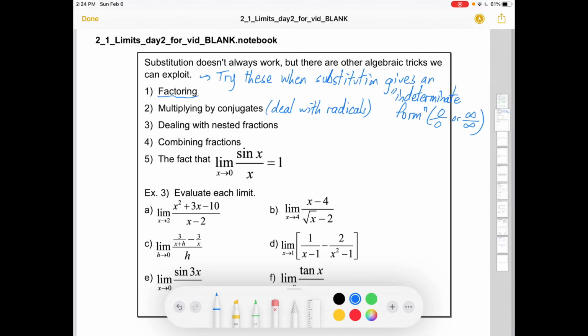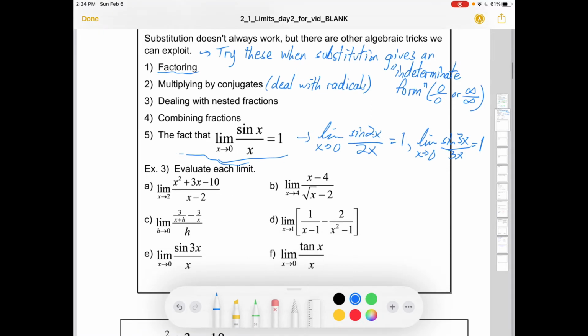Maybe combining fractions. Or we might end up using this fact that the lim as x goes to 0 of sine x over x is 1. And that also means that the lim as x goes to 0 of sine 2x over 2x, as long as they're the same thing, is also going to be 1. And the lim as x goes to 0 of sine 3x over 3x is also going to be 1, rather. As long as they're the same on top and bottom, you get the same result. So there are 6 for us to try here. In every single one, though, we're going to try to substitute first, because if we can substitute, that is by far the easiest way to evaluate these.